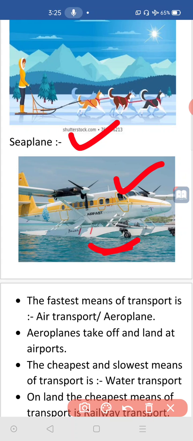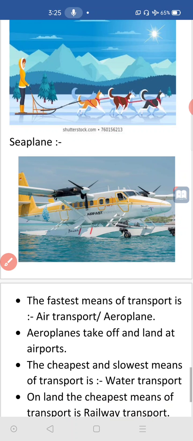Now this facility has started in our Gujarat state at present. In Gujarat, from Statue of Unity to Sabarmati Ashram, this seaplane facility has started. Recently it was started by our Honorable Prime Minister. So the seaplane facility is between Statue of Unity and Sabarmati Ashram. It is not there in your textbook. You can see this is also one of the means of transport.